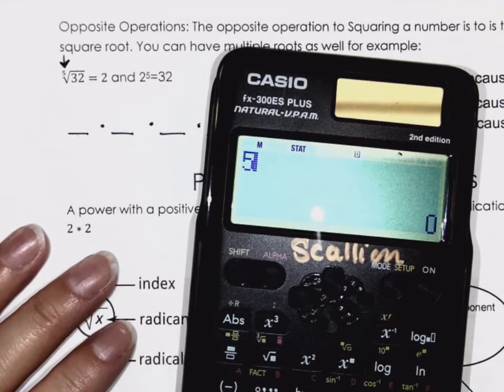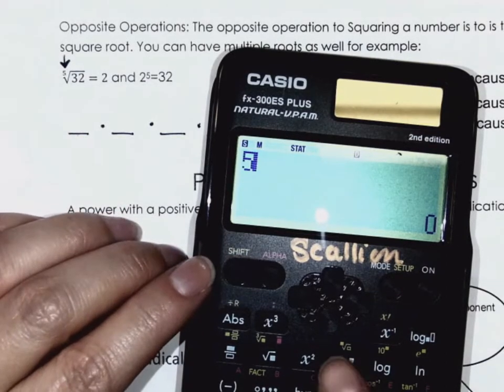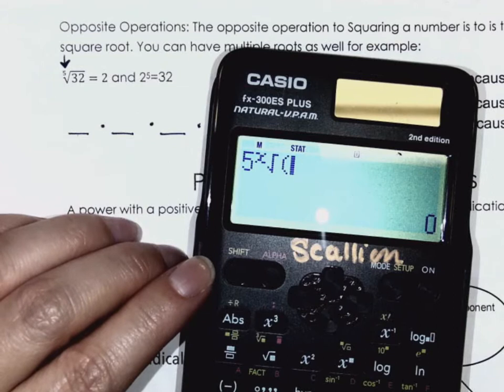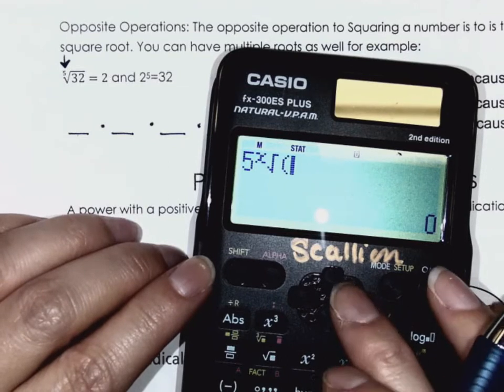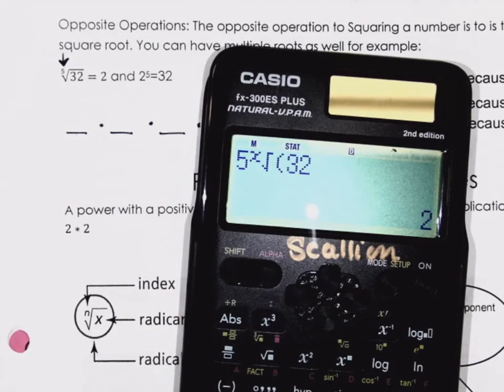and then we're going to hit our multiple root button. So second function usually, and then I'm going to put in 32, the number under the sign, and then I'm going to hit equals. And I should get an answer of 2. So you guys got to figure out in your calculator how it works. This is a chance for you to figure that out, because you know what the answer should be.